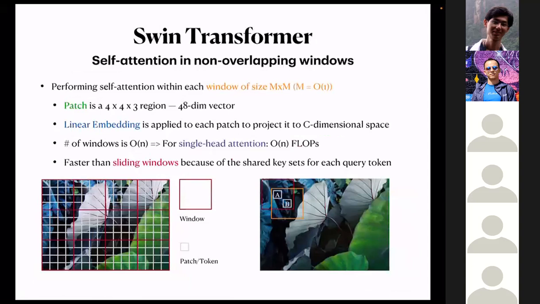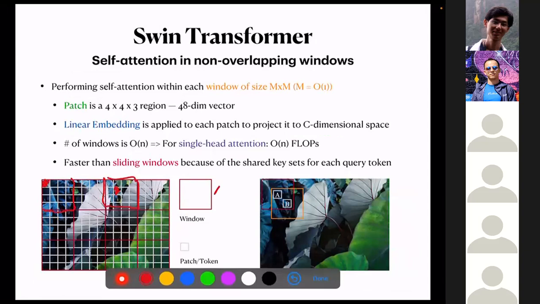One of them is local self-attention. They introduced another grid other than the patches grid, and they do the self-attention in windows of this kind. You can see that the red grid is the grid of windows, and we do self-attention within a window, and we treat every patch as a token for self-attention. Every token is projected into a c-dimensional space, so now every token is a c-dimensional vector. And since the size of a window is constant, the operations for single head attention are linear. For any image resolution, the size of the window is always fixed.